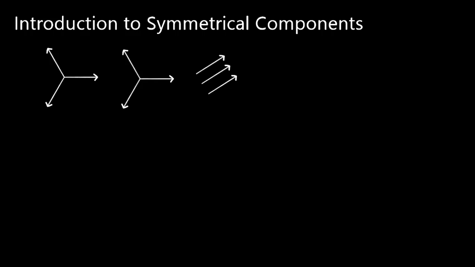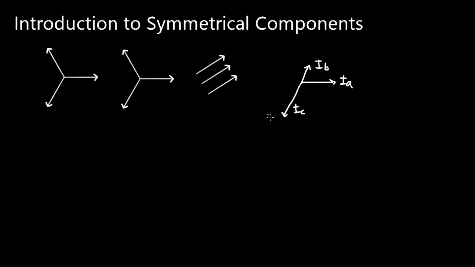Let's say, for example, that we had a three-phase current in our power system that looked like this. So we had A phase somewhere around here. We had B phase, let's say, over here. And we had C phase somewhere around here.